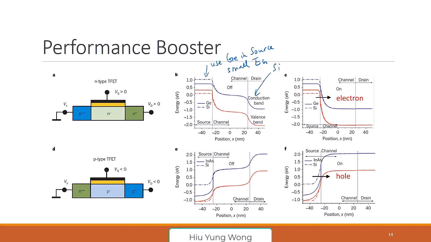This is still silicon. Can you tell me why I don't use germanium there? Why is it good to use silicon? I use germanium on the left to have more band-to-band tunneling. Do I want to have a lot of band-to-band tunneling at the right?